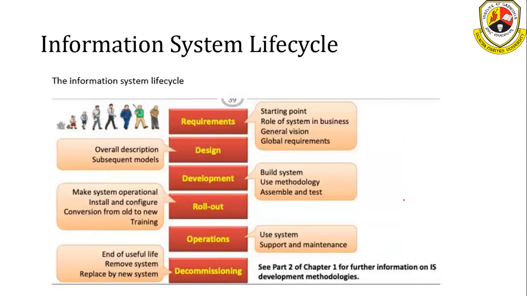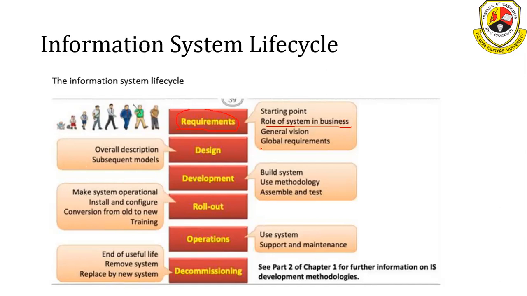Now we have the systems. Now remember on the dimension we had in the previous slide, we had the other dimension which looked at the information system life cycle. So the life cycle definitely starts with requirements. Here we're looking for the role of the system in the business. What system do we need? What are the specifications required? What is the general vision?